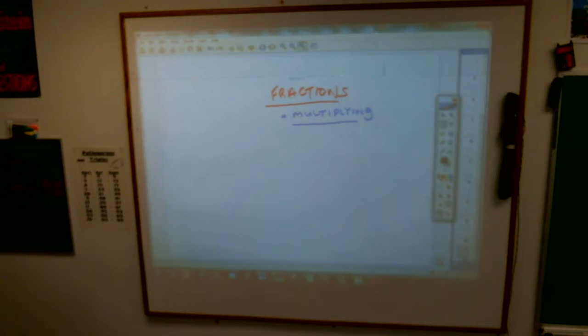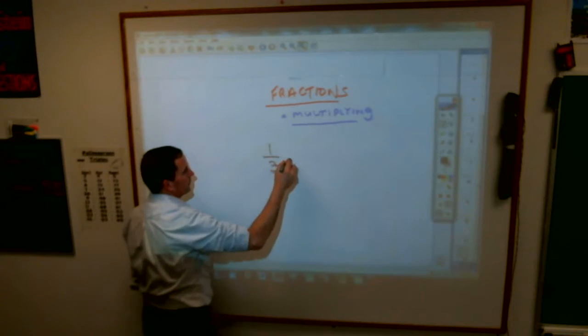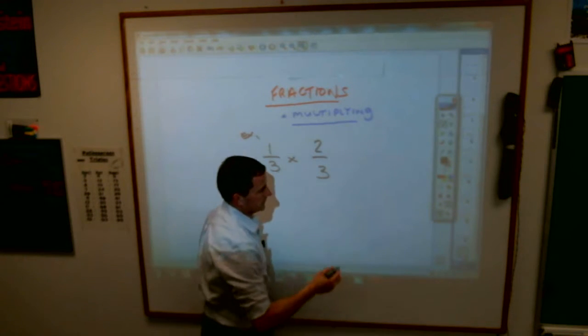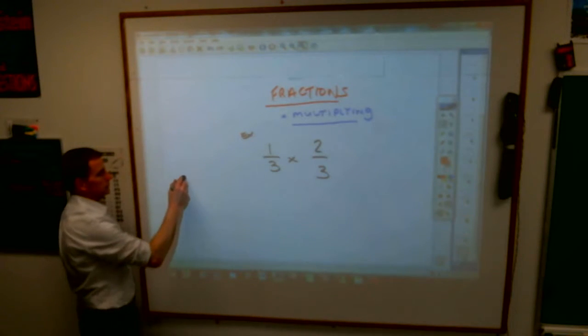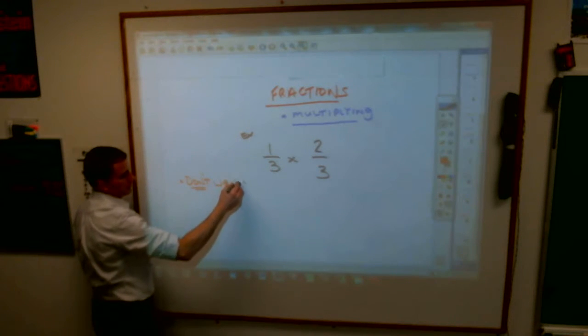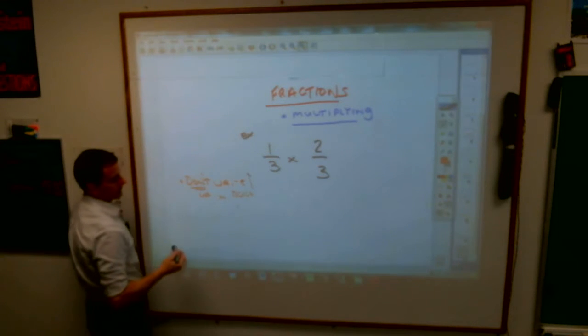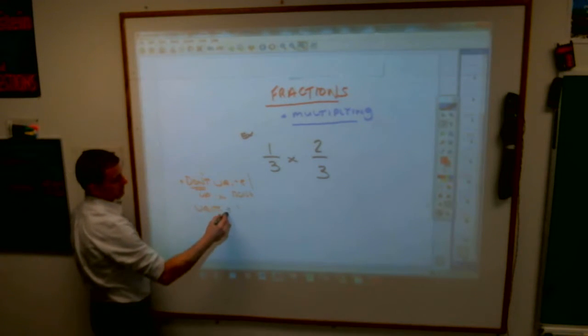Let's say you are multiplying 1/3 times 2/3. 1/3 times 2/3. Nice, simple. First things first, unlike with adding them together, please do not write up and down. Do not write up and down. Wow, look at that. Write them sideways, just like they are. Right sideways.